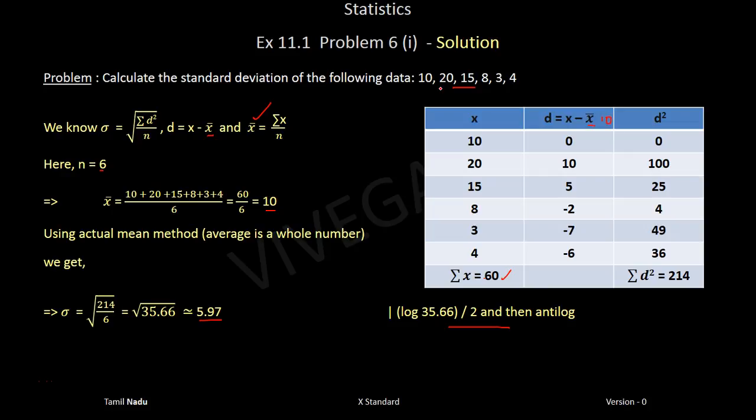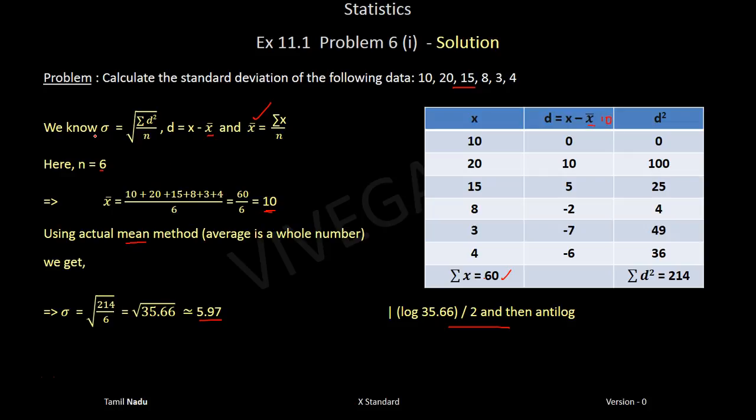Since it's ungrouped data, the first step is to calculate your arithmetic mean. All you need to do is sum all the numbers and divide by the number of data values. Here you have 6 entries, so n equals 6. Sum all these numbers and divide by 6. That gives you your arithmetic mean. This mean is a whole number, so we will use the actual mean method, which means the actual mean itself is used for the calculation.